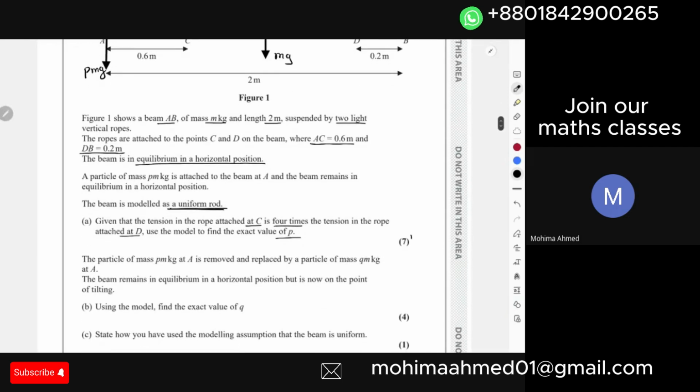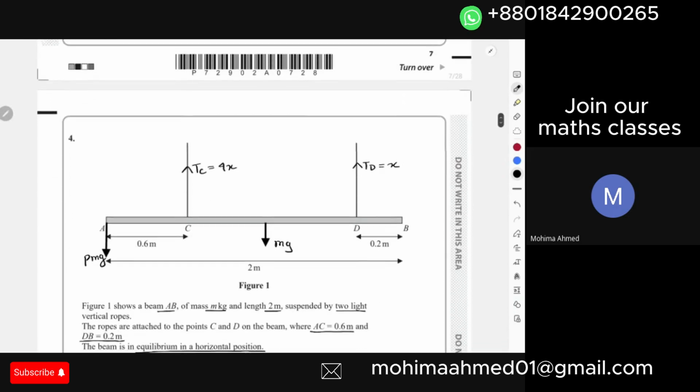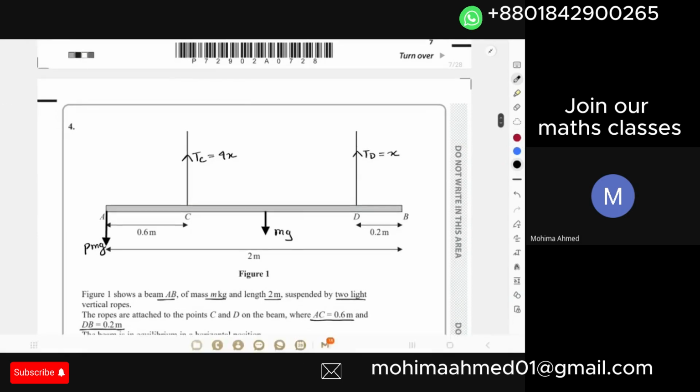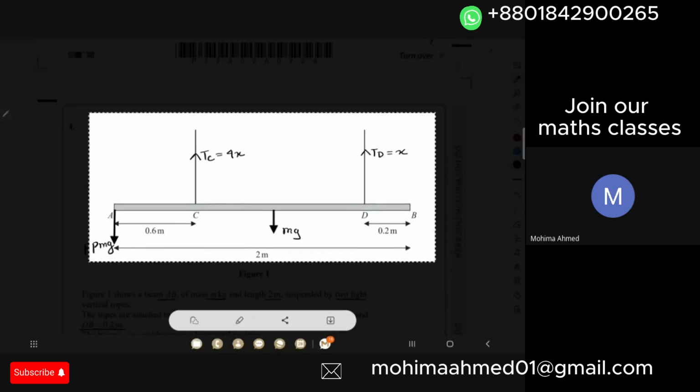But they're giving us 7 marks. Let's just wait 1 minute. For this kind of case, I always have to modify my diagram, so I'll just copy this.